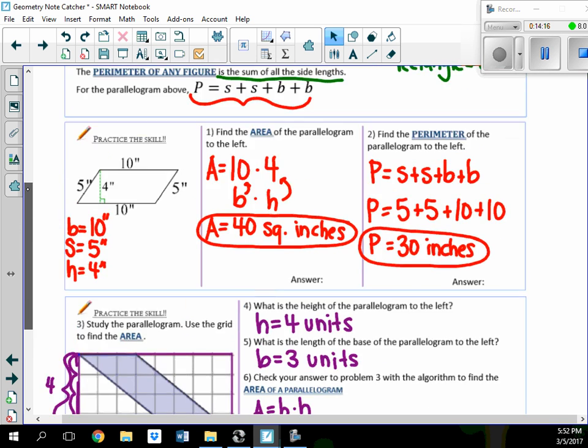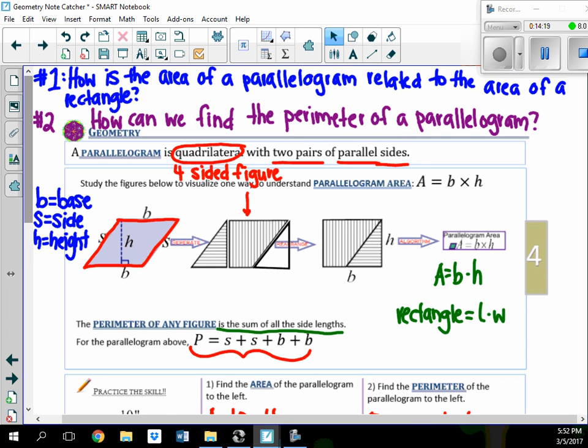All right, revisiting our goals from today, we learned how the area of a parallelogram is related to the area of a rectangle, and how we can find the perimeter of a parallelogram.